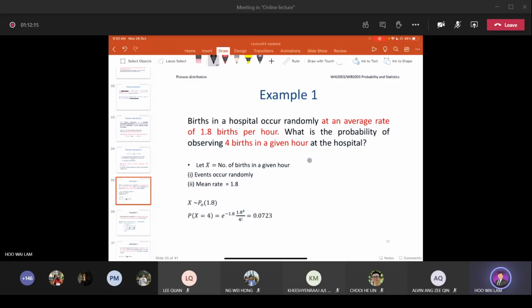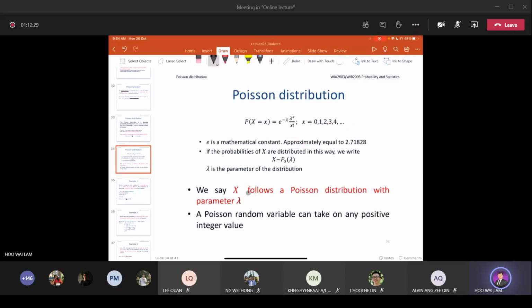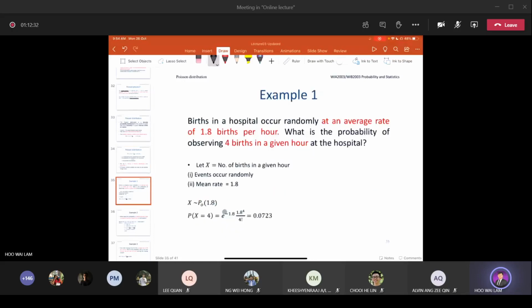So x equals the number of births in the given hour. Events occur randomly. Mean rate equals 1.8. So the probability of x equals 4 equals exponential to the power of negative 1.8, times 1.8 to the power of 4, divided by 4 factorial. Just follow the formula that you have over here. Plug in 1.8, plug in 4. So you get 0.073. Okay. So given the mean that you have, you are able to estimate the probability of 4 births in a given hour. You notice that this hour and this hour are the same. The time interval is the same.